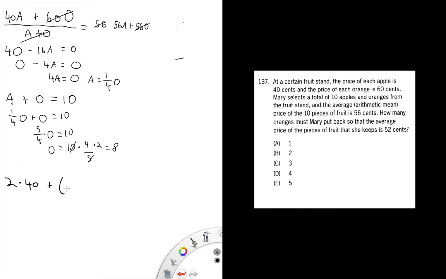But now we had 8 oranges, but we need to take away some in order to get our new weighted average. And again, in the denominator, you got our apples and then our oranges minus the amount we're going to take away. And we know that that equals 52. So now we just have to solve for x.